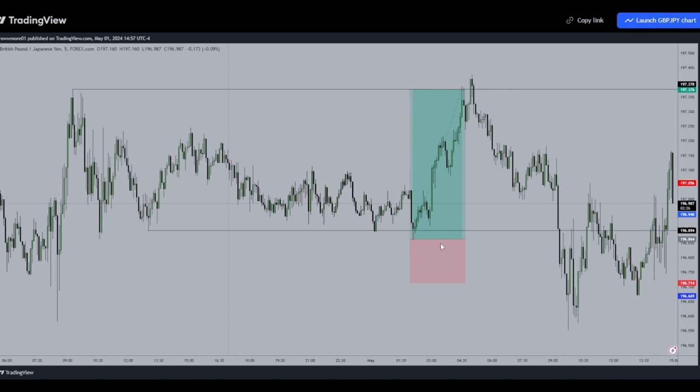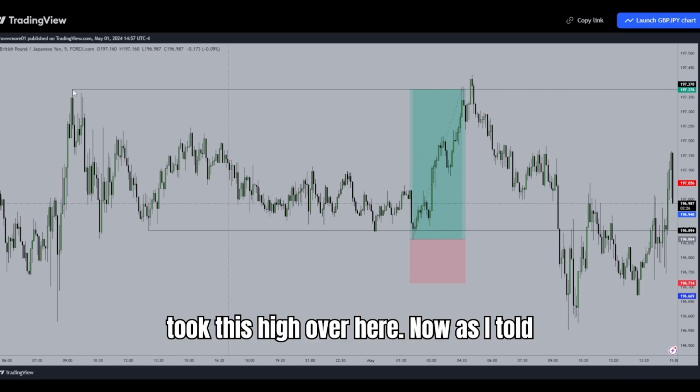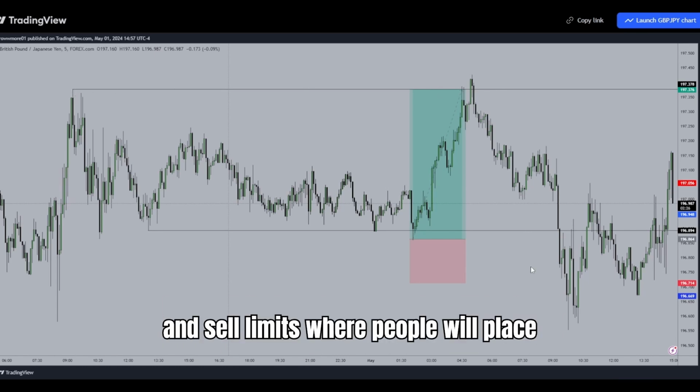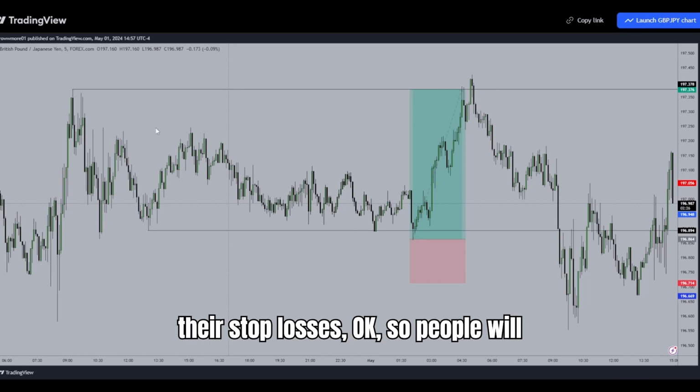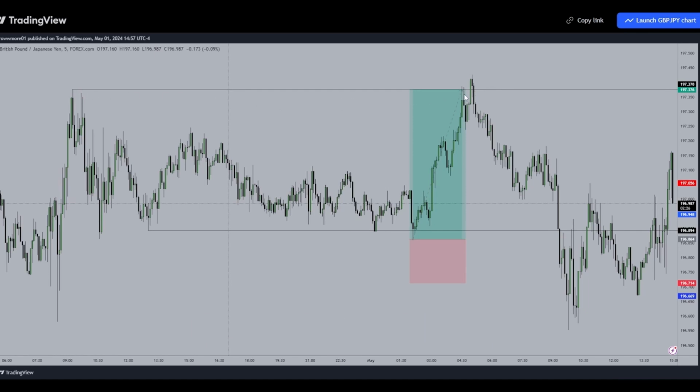So now you can see it over here, price went up and took this high. Now, as I told you, what we have to do is place our buy limits and sell limits where people will place their stop losses. So people will mark a supply zone over here, right? And there was this type of rejection also.